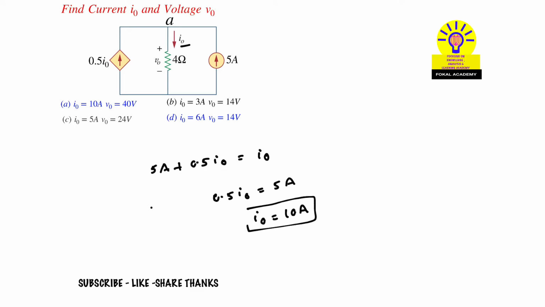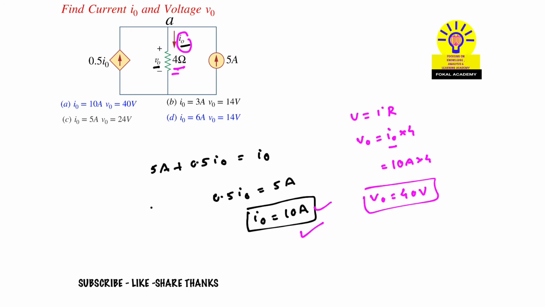Now we want the voltage V0 across the 4 ohm resistor. So by applying Ohm's law, we know that V equals IR. So in that resistor, V is V0, that is equal to the current entering the resistor, I0, times the resistance, which is 4 ohms. Now we know that I0 is 10 amperes. Now substitute here, then we get 10 amperes times 4, nothing but V0 equal to 40 volts. So the current is 10 amperes and the voltage is 40 volts.